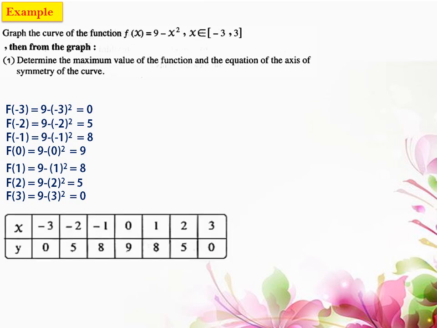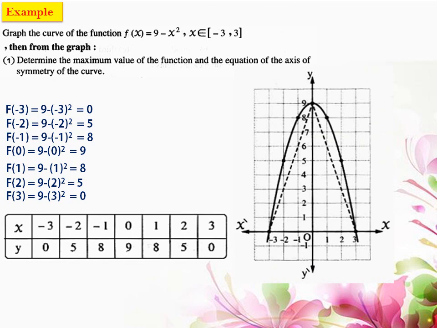The second step, record the results in a table like this: x, y, -3, 0, to the last value 3 and 0. The third step, graph the function like this: (-3, 0), (-2, 5), (-1, 8), (0, 9), (1, 8), (2, 5), (3, 0). Our graph is the outer graph here, not the inner one, but the outer one by handwriting.